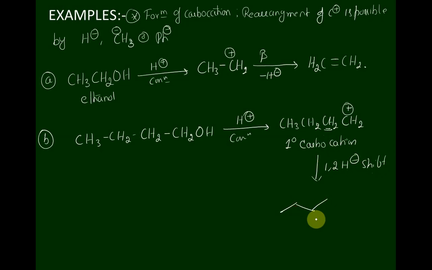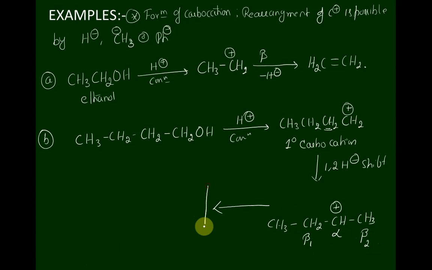So a secondary carbocation is formed, which is more stable than the primary carbocation. Then loss of a proton takes place. Here there are 2 beta carbon atoms. In the obtained secondary carbocation, if this is alpha, this is beta 1 carbon atom and this is beta 2 carbon atom. So I can remove the hydrogen atom either from beta 1 or from beta 2.